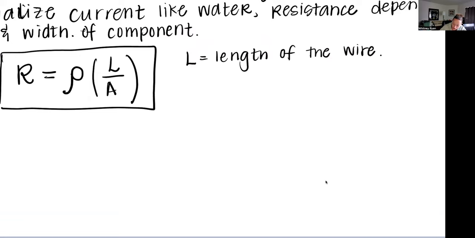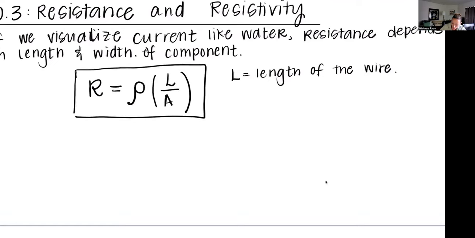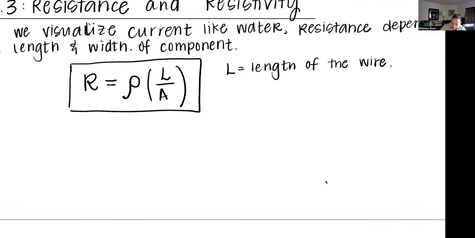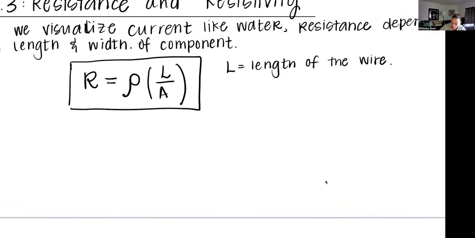Okay, and sorry, go back to that definition real quick. If we visualize current as water, resistance depends on the length and the width of the component or wire, because technically a wire could also have resistance in it. So this is our catch-all for the wire too. We're zooming in, and we're going to see the resistance of all the wire as well, or that component. So, the length of the wire, the component, however you want.